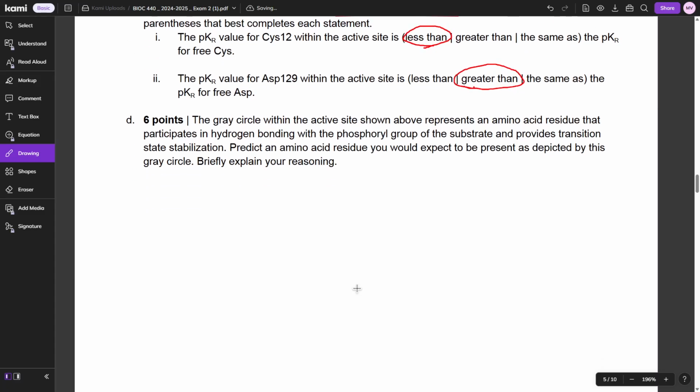This question I actually lost points on because I was being an idiot. Question 6 is talking about the gray circle within the active site shown above, which represents an amino acid residue that participates in hydrogen bonding with the phosphoryl group of the substrate and provides transition state stabilization. Predict an amino acid residue you'd expect in the gray circle. So, I was a clown and I said glutamine. I actually picked lysine and then thought, no, hydrogen bonding, it's going to be glutamine. It's not glutamine.